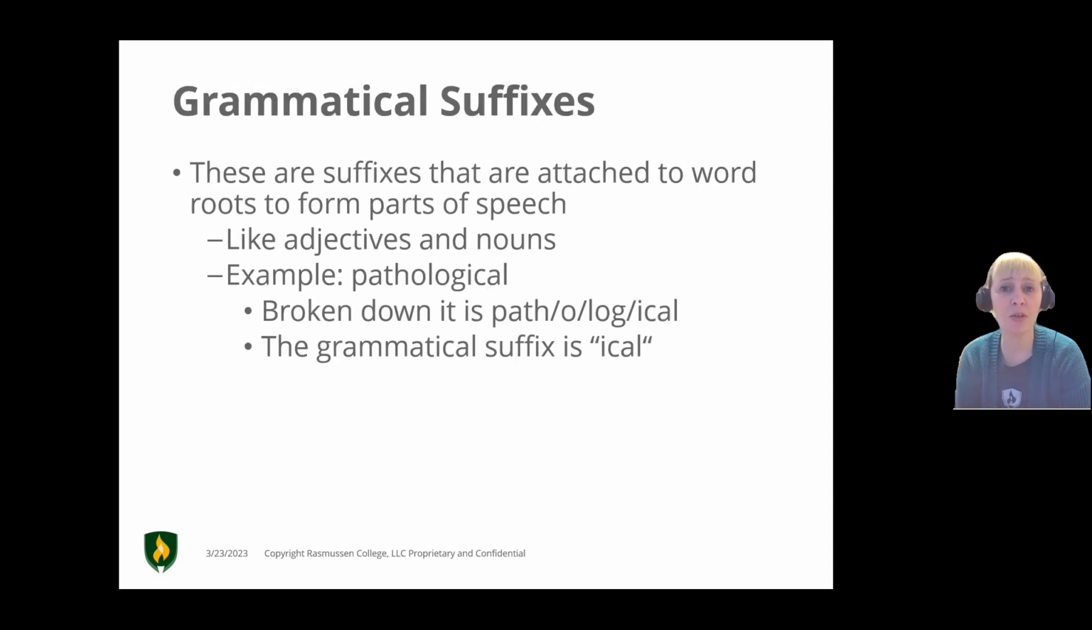Now we also have something called grammatical suffixes. These are suffixes that are attached to a word root to form parts of speech. So things like adjectives or nouns. So here we have an example of pathological. If we break this down, path is the word root. O is the combining form, and then logical is the suffix.